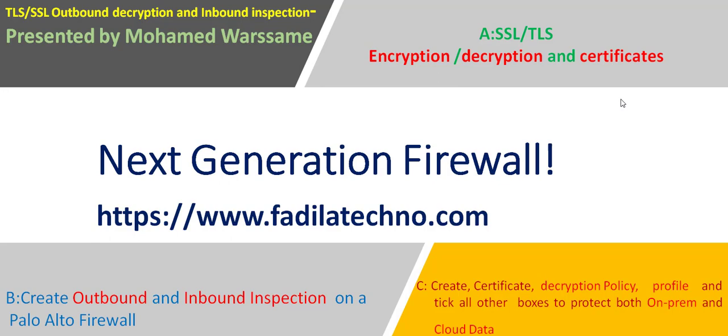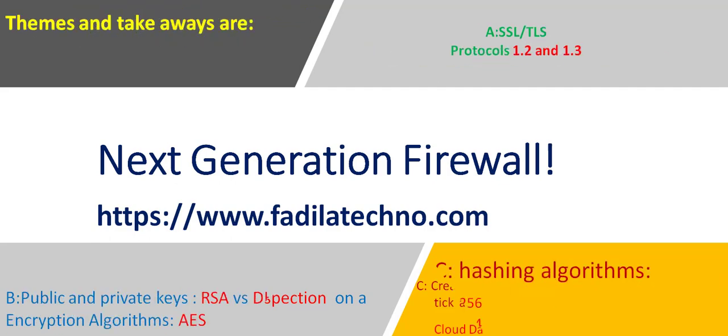So we have encryption, decryption and certificate process for you today. What is the game, what are the themes, and what's the objective? We're going to create outbound and inbound inspection certificates on a Palo Alto. We'll create a certificate, a decryption policy, and a decryption profile, and we will attach the profile to a policy so that all the tick boxes are done. That way we can protect our data on-prem and in the cloud as well.